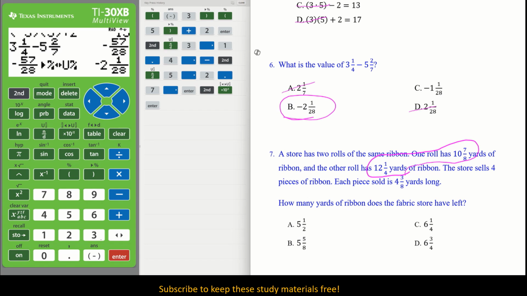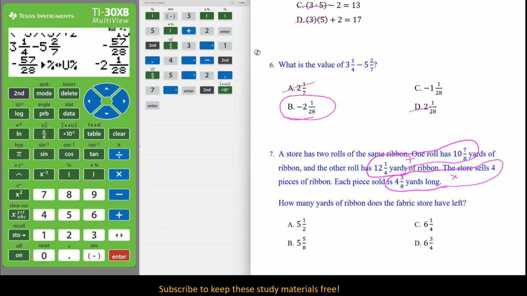So what am I doing here? I'm going to have to add those 2 rolls together so I know the total. And then I will subtract. I'm sorry, well, I am subtracting. But before I subtract, I need to multiply 4 times 4 and 3/8. So I take all the ribbon that's in the store and subtract out all the amounts of ribbon that have been sold. Okay, so let's put this in the calculator.